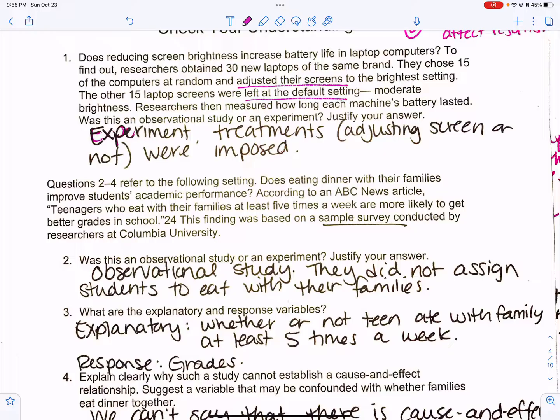For the second one, yes, it was an observational study because there was no assigned treatment. No one assigned students to eat with their families. They did not assign them. It was completely optional. For number 3, explanatory: whether or not, notice that level again, whether or not the teen ate with the family at least 5 times a week. The response was grades.